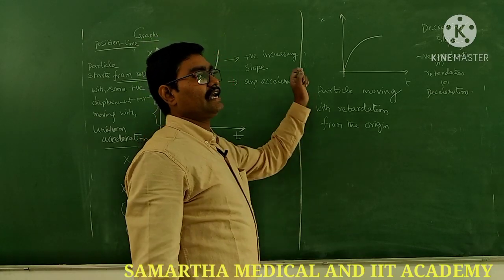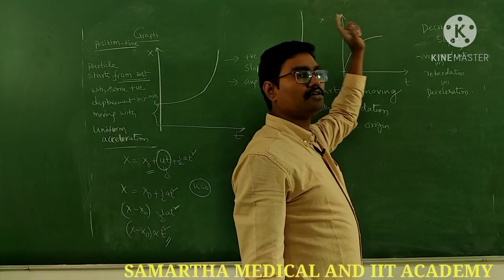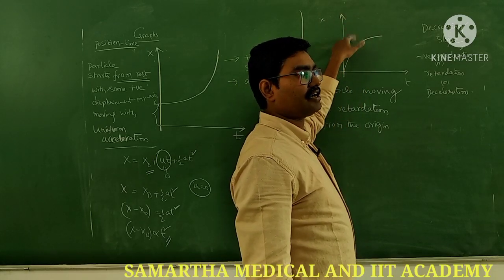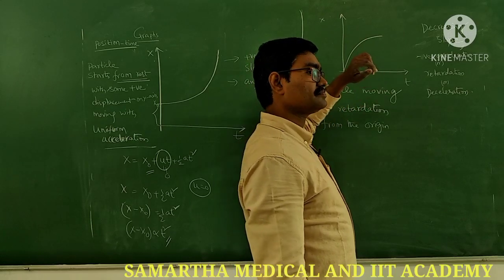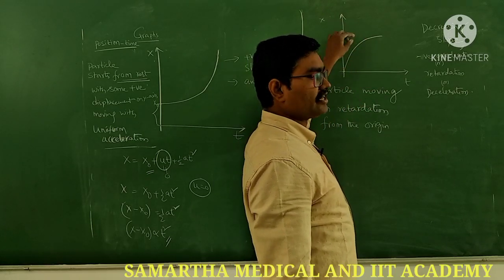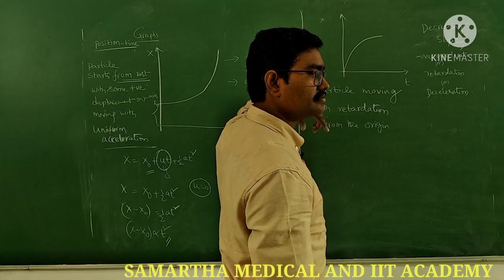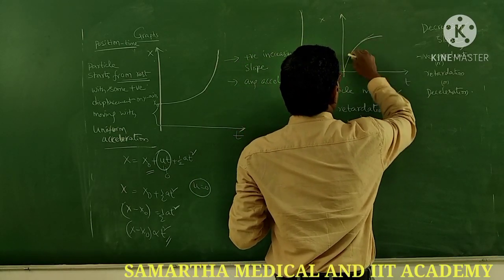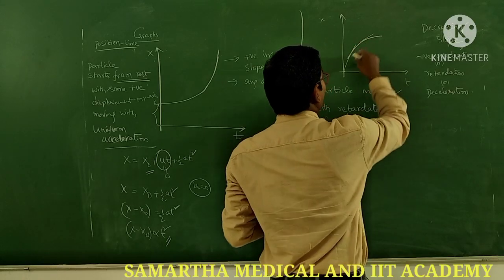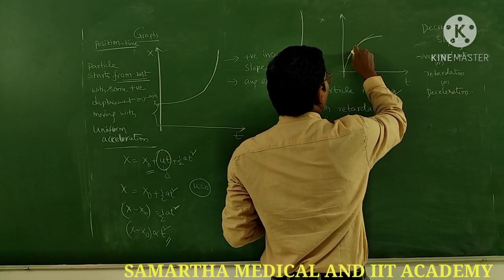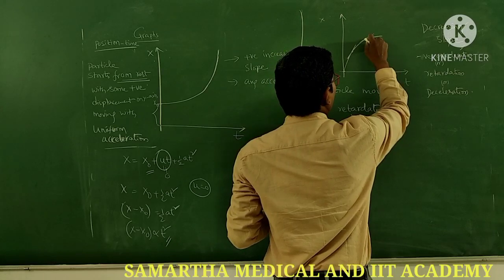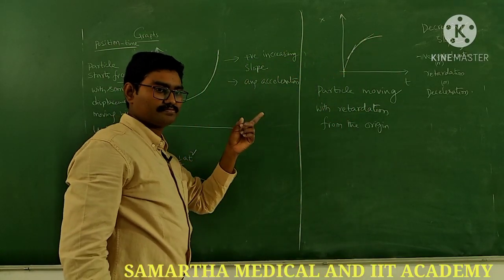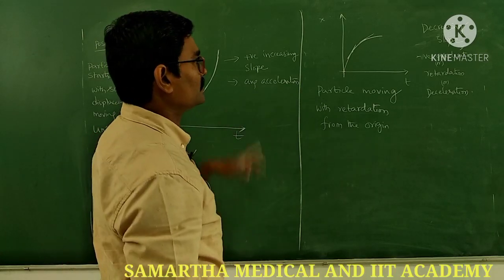If you take a tangent at any point, that gives you instantaneous retardation. A tangent anywhere you can draw, any point. See here, if you want to draw here, you can draw; here the acceleration is different, here the acceleration is different. So instant to instant it is varying. Okay, so like that you can take.